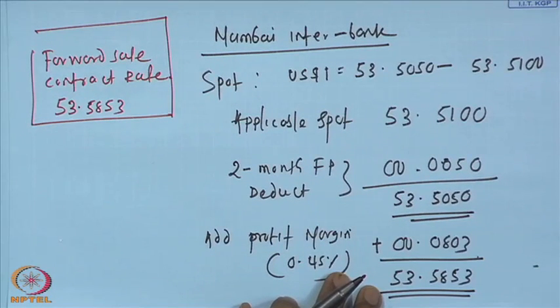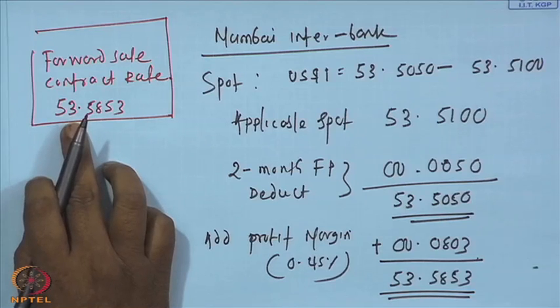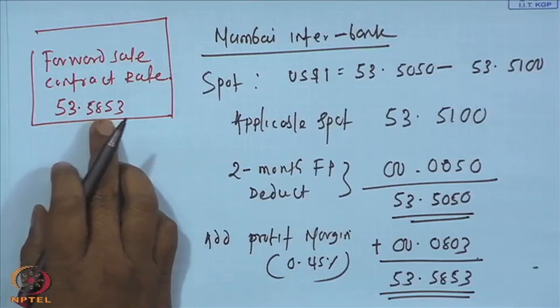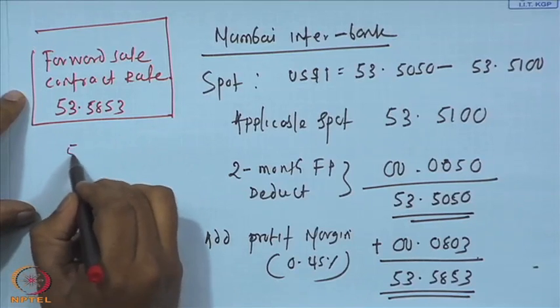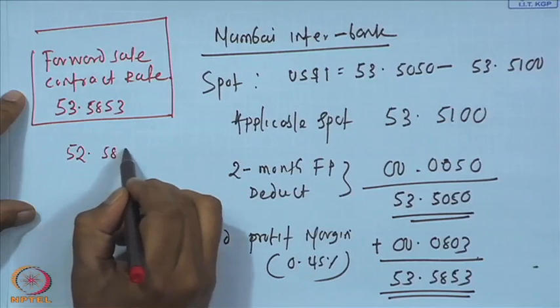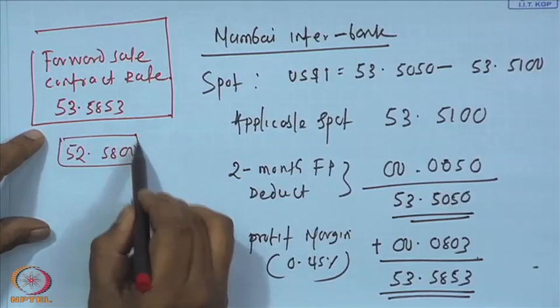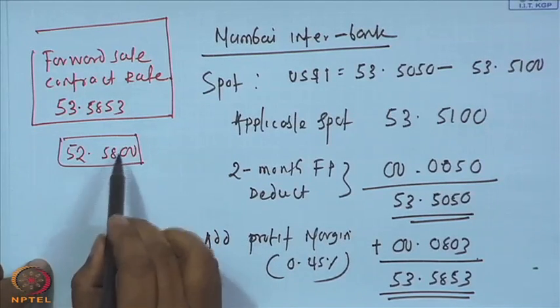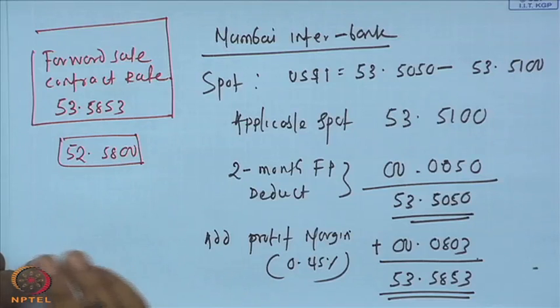Now, the question is, if the rupee is appreciating more than 53.5853, that means after 2 months the rupee becomes 52.5800. Suppose after 2 months the rupee becomes 52.5800, then what will the importer do? The importer will break the contract.